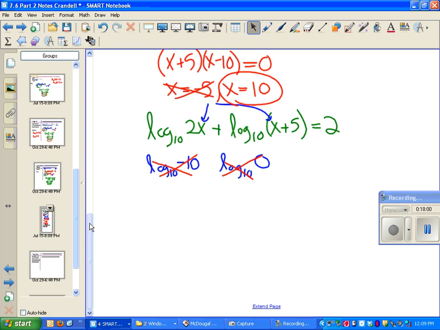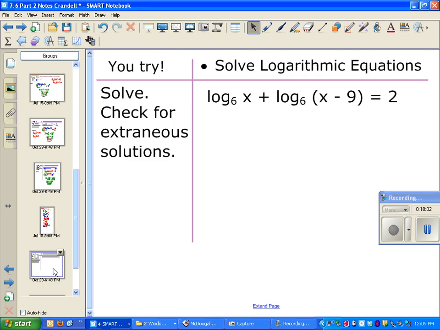All right, more. So you guys try this one. It's the same exact thing. You can do it. Pause it, try it by yourself. You can do this. Okay. All right. And then fast forward to see if you got your answer.